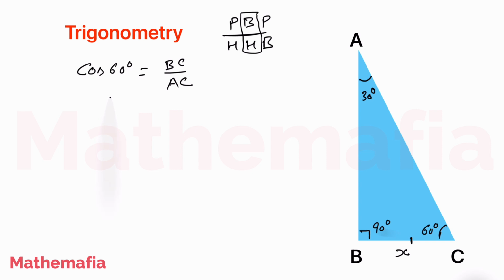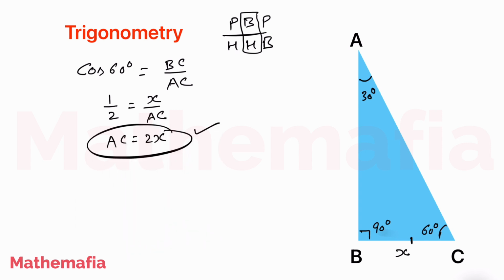Now cos 60° is 1 by 2, which is equal to BC, which is x, over AC, which is what we need to find. So AC is equal to 2x. So we got the length of the hypotenuse.